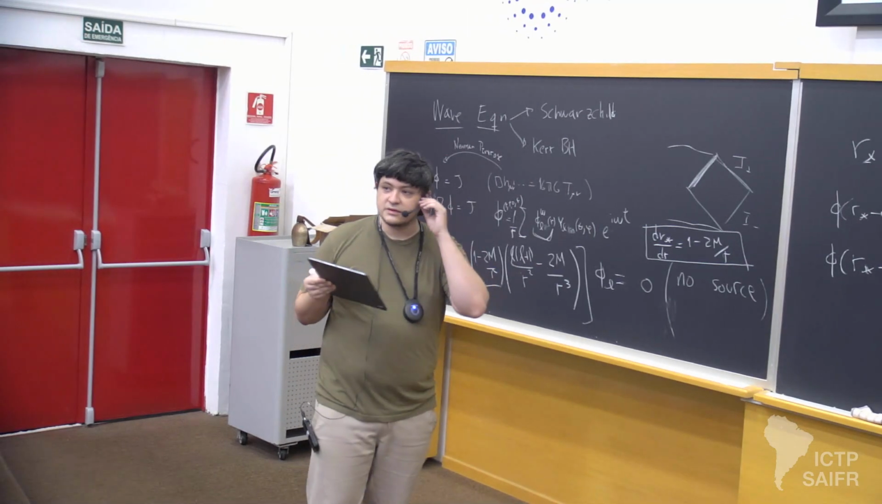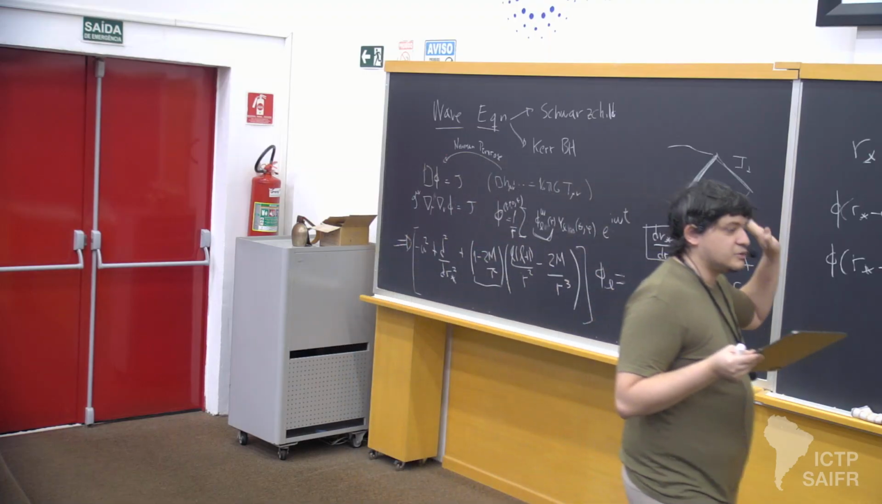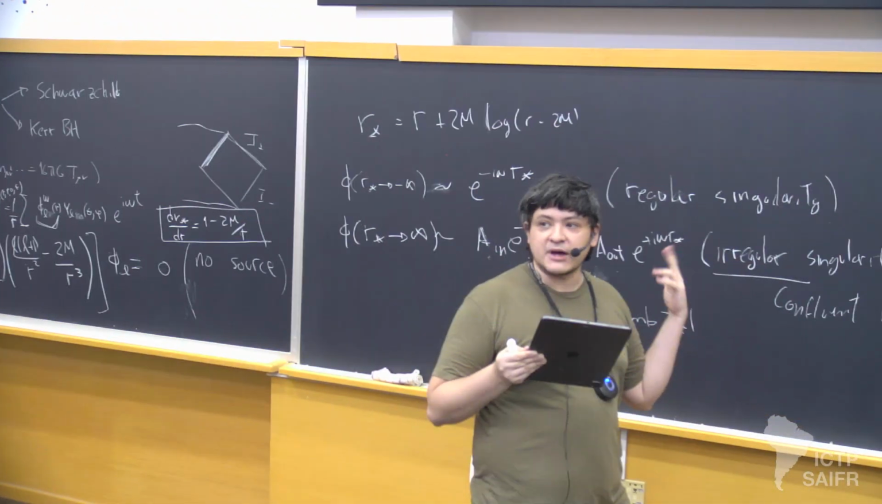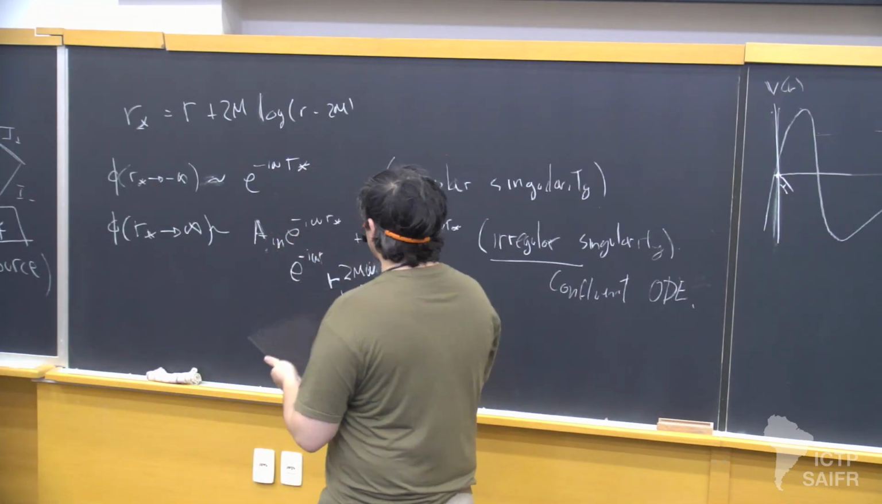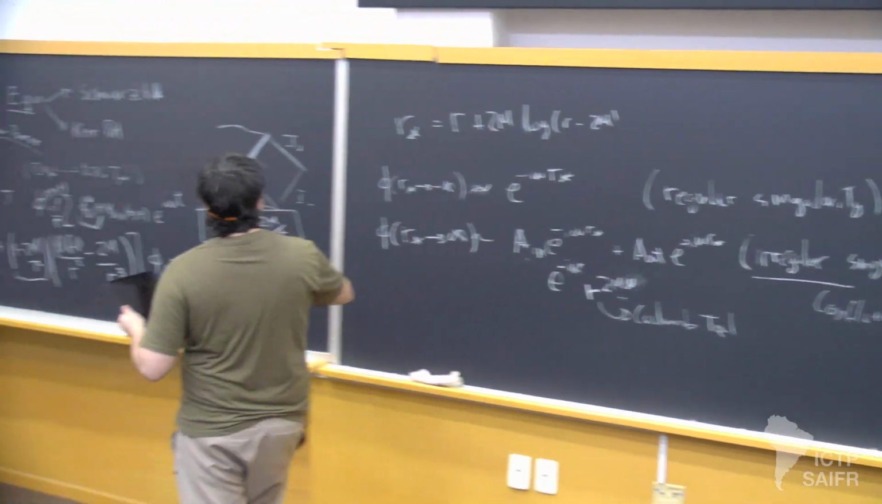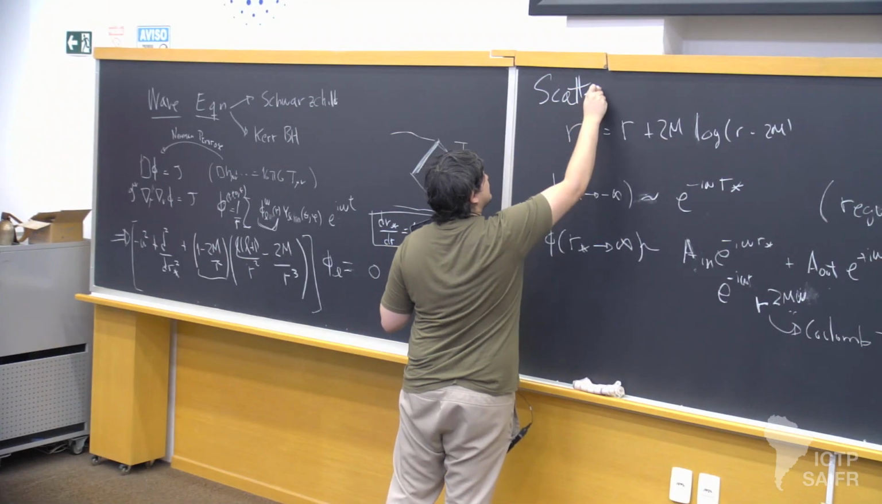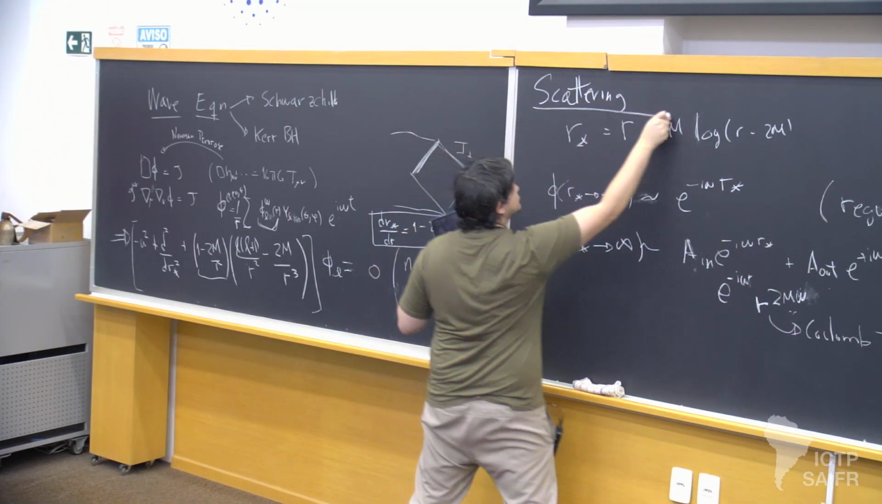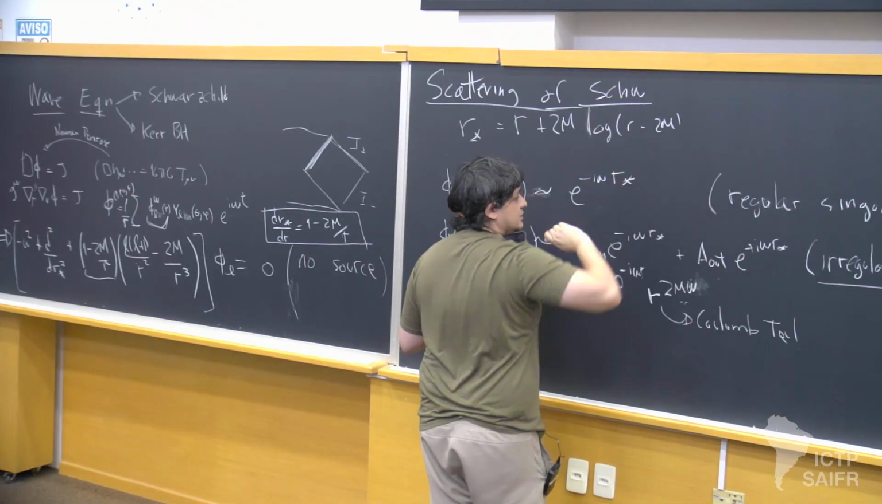First of all, I'm going to discuss this now. I don't want to do quasi-normal modes, but we will see that there are quasi-normal modes kind of inevitably. I want to do a scattering of Schwarzschild. But you made a good point.